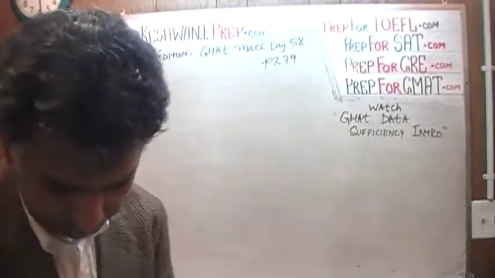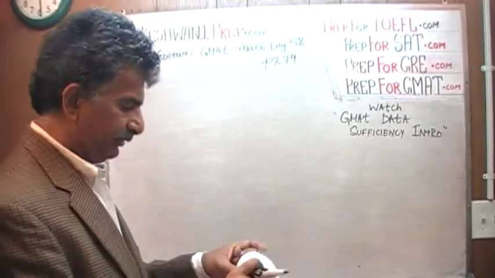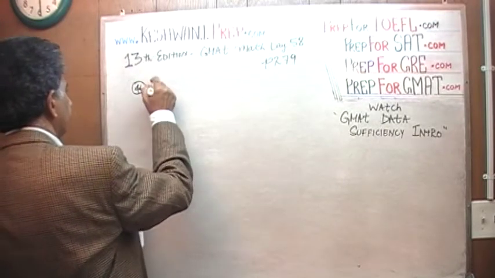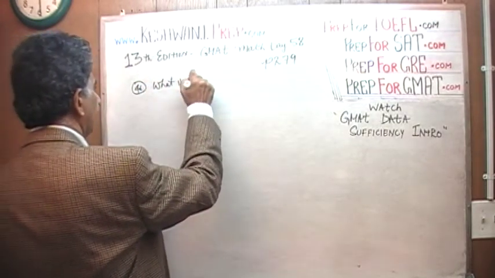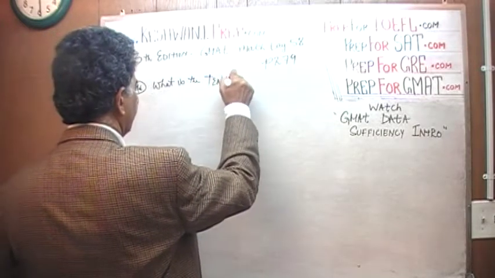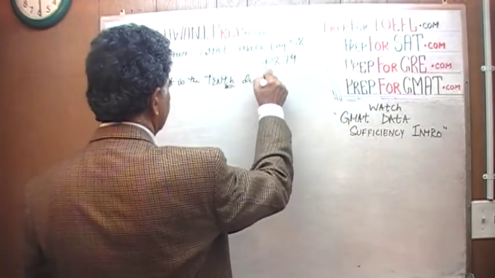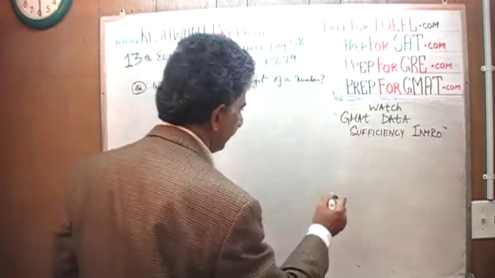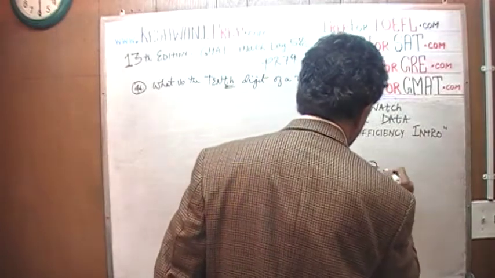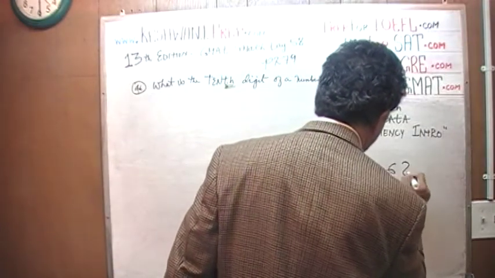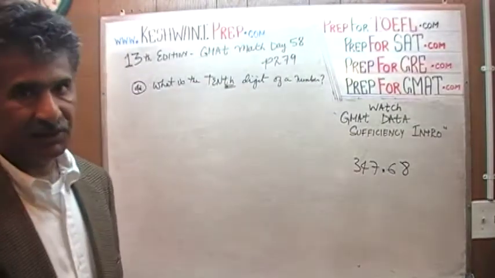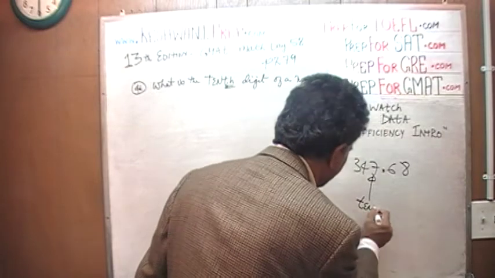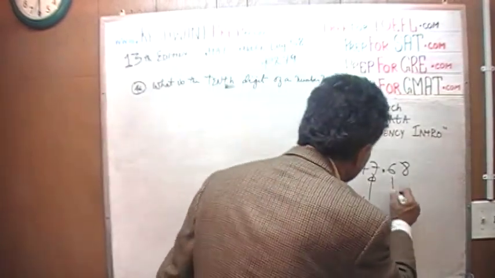Number 46. In 46, the question is, what is the 10th digit of a number? For example, in 347.68, this is the 10th digit, and this is the 100th digit.